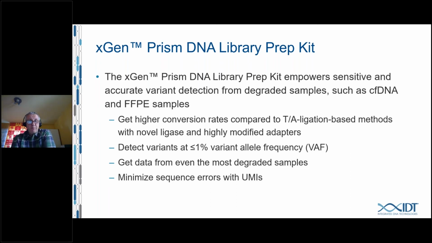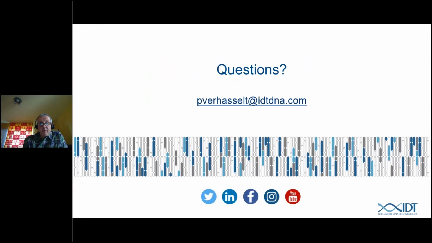This is achieved by the higher conversion rate that we can get as compared to the TA overhang ligation-based methods, and also because of the new ligase and the modified UMI-containing adapters that are used. It's definitely possible to find the variants at below 1% frequency, thanks to the use of the molecular barcodes in the library prep. With that, I'm going to open for questions.